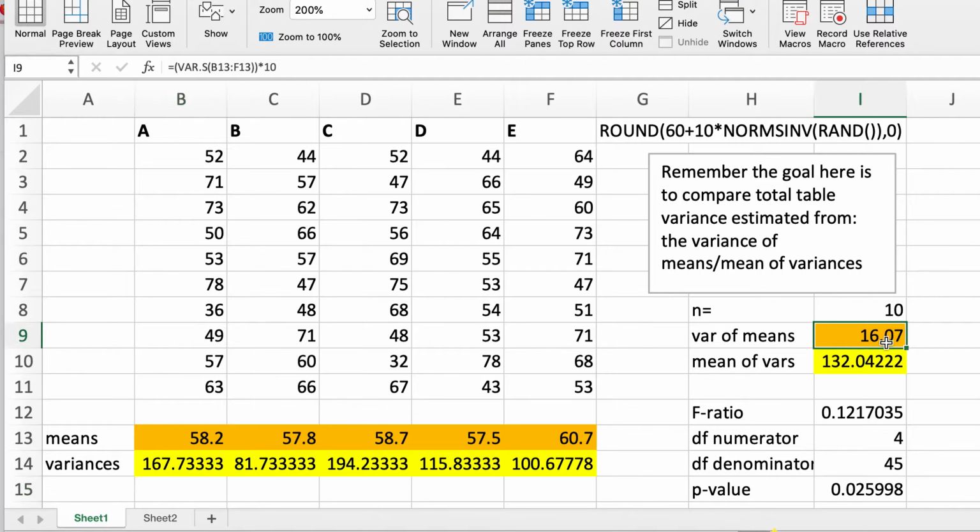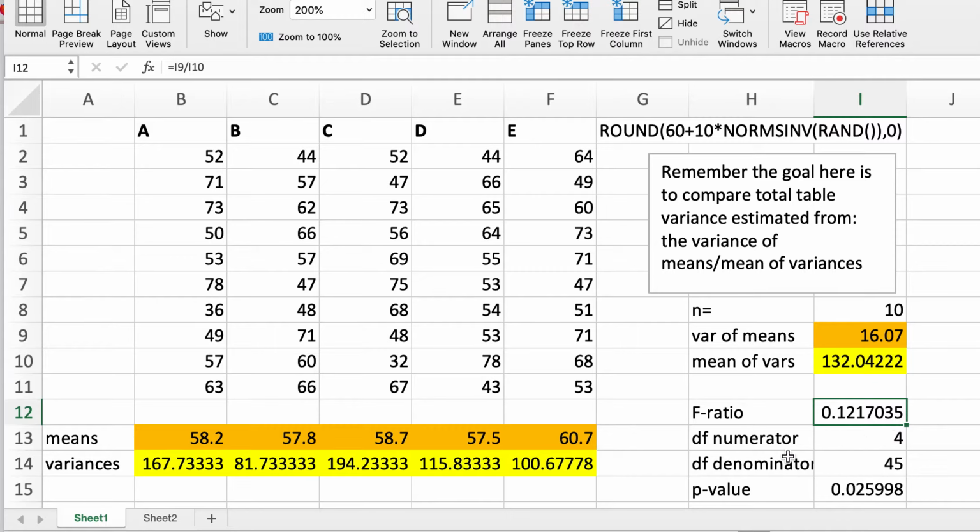Now we're going to make a ratio of this number, the variance of means estimate, over the mean of the variances estimate. That makes our thing called an F ratio. That's simply those 2 numbers. Remember, the F ratio should be close to 1 if the null is true, and it should be larger than 1 if the null is not true.